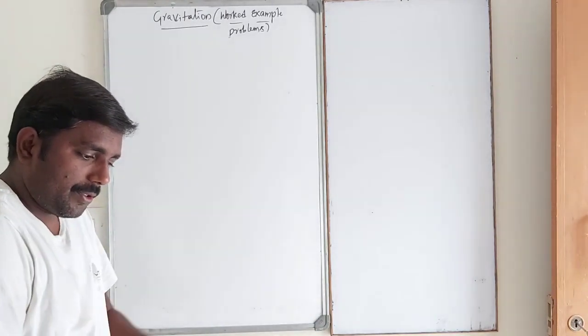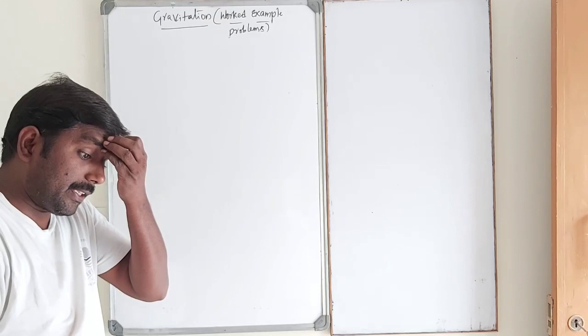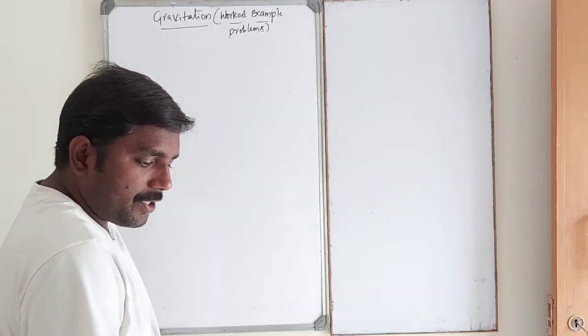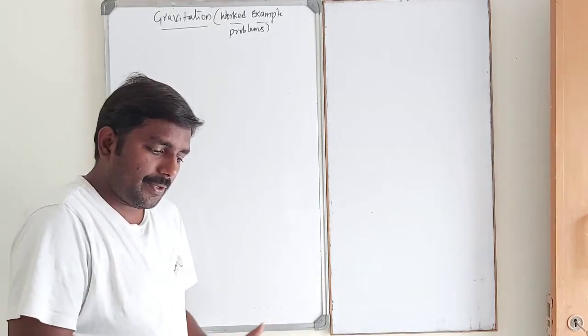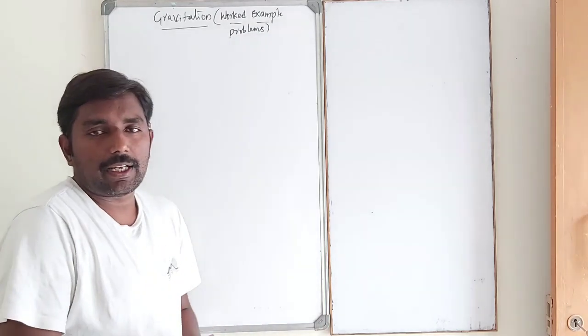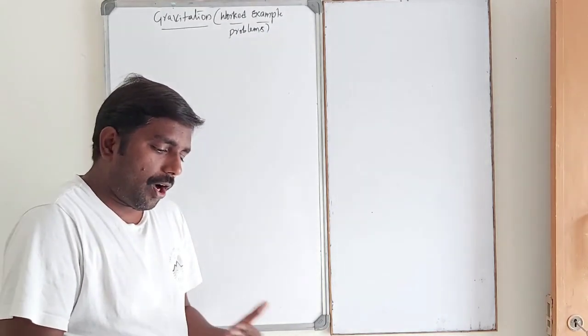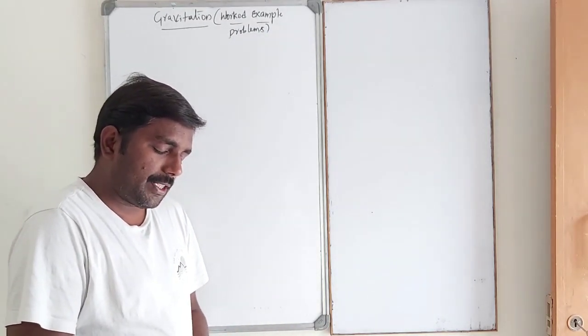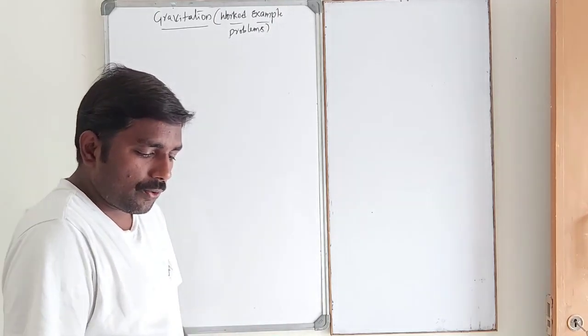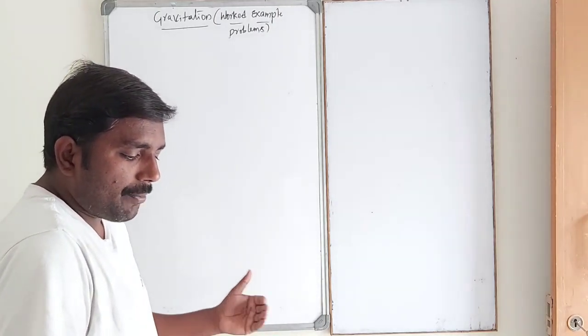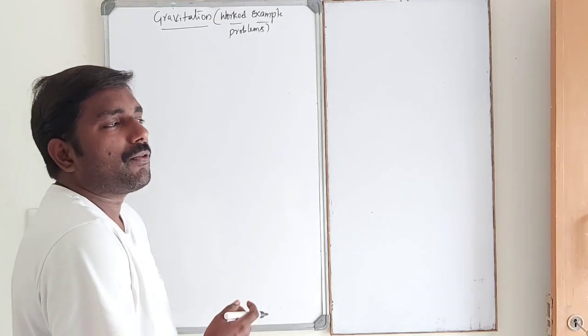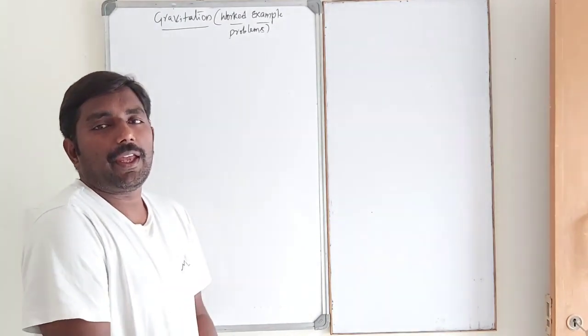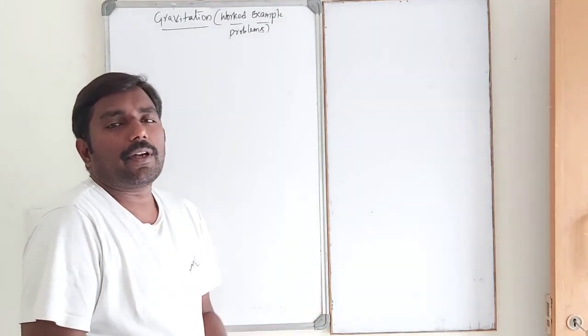Next problem number 3. If the distance between the earth and sun were half its present value, what would be the number of days in a year? What would be the number of days in a year?